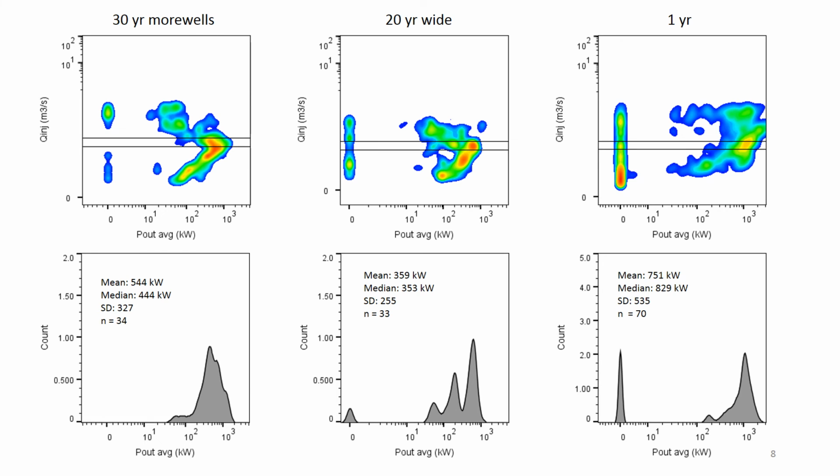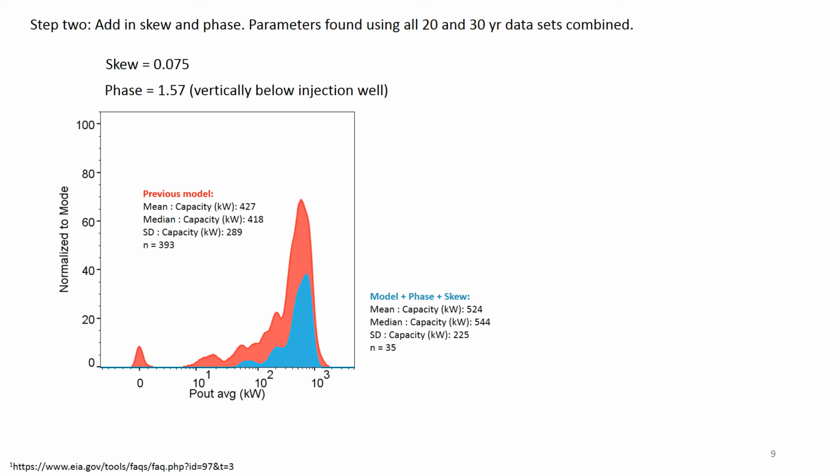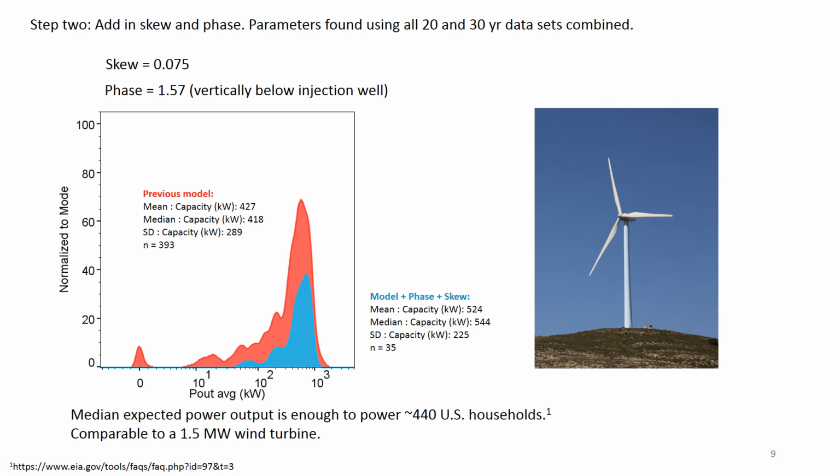The next step is to add in the skew and phase variables, and this was done using all 20 and 30-year data sets combined. I found that we need to set skew to 0.075 and phase to 1.57, so vertically below the injection well. So before doing this, the median power output is 418 kilowatts, and after performing these final optimizations, we increase it to 544 kilowatts with a standard deviation of 225. So that's enough to power 440 US households, and it's comparable to a 1.5 megawatt wind turbine.